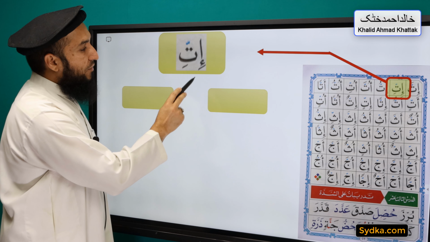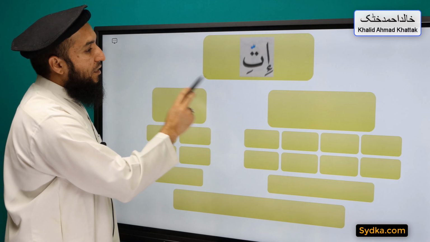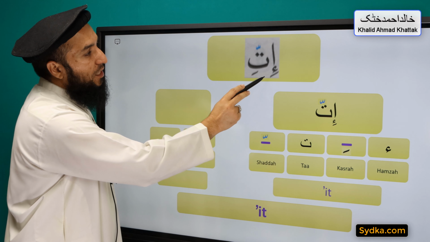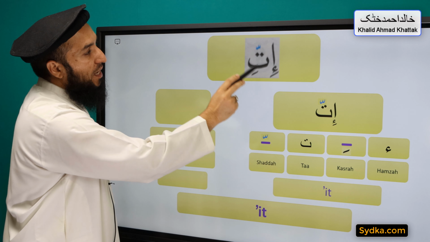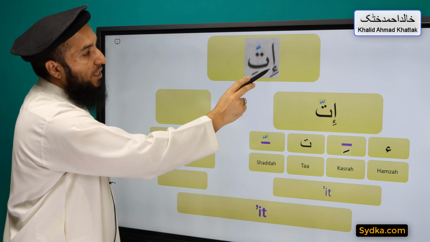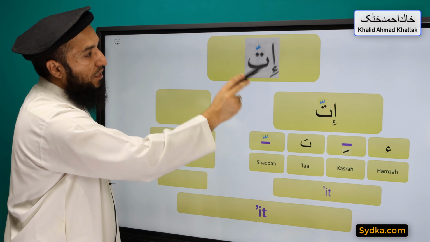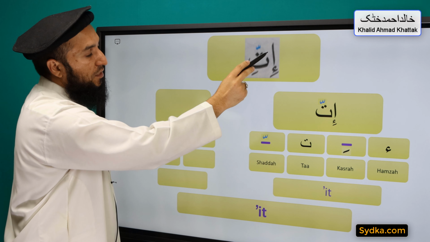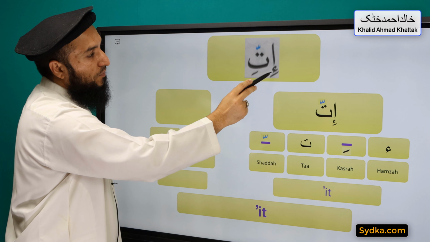The next word we have is itti, and it can be divided into two syllables. The first syllable we have is hamza kasra ta shadda it. Hamza is a light letter, it has kasra underneath, it is followed by ta, ta has a shadda. This alif is silent and it is used as a chair for hamza.